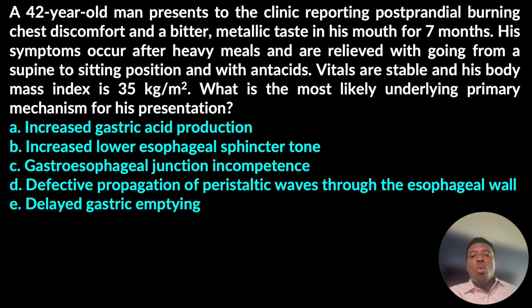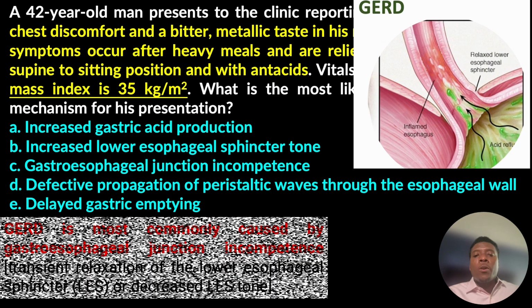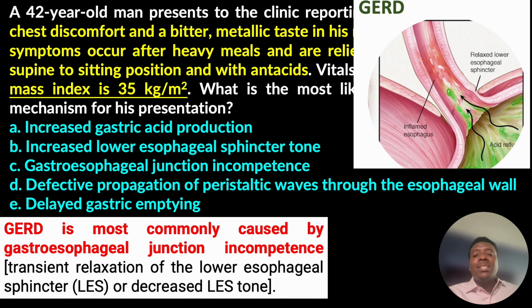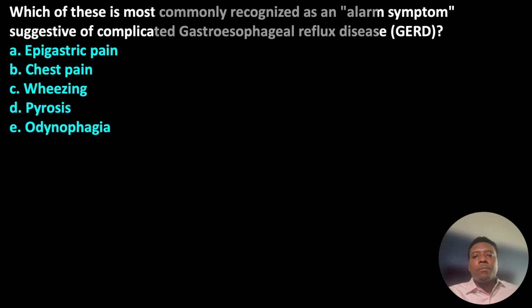So in this case, what is the most likely underlying primary mechanism of this condition? The patient presents with classic symptoms of GERD and they have a high BMI. Remember that obesity is a risk factor for decreasing LES pressure, and therefore for GERD, you have a decreased lower esophageal sphincter pressure, which results in an incompetent gastroesophageal junction.